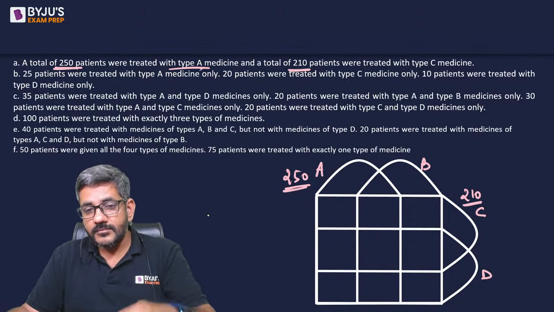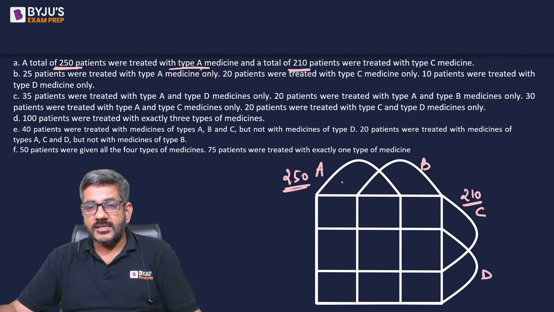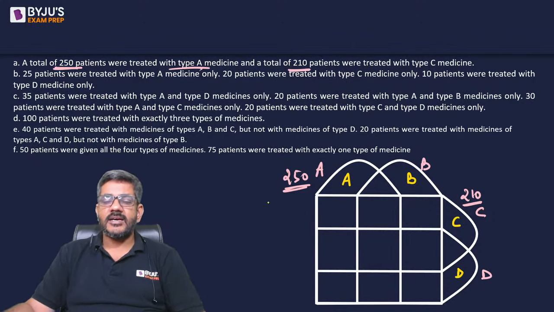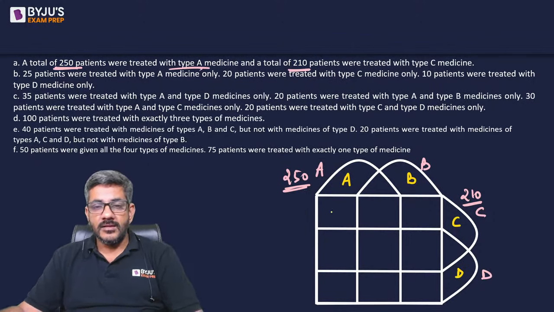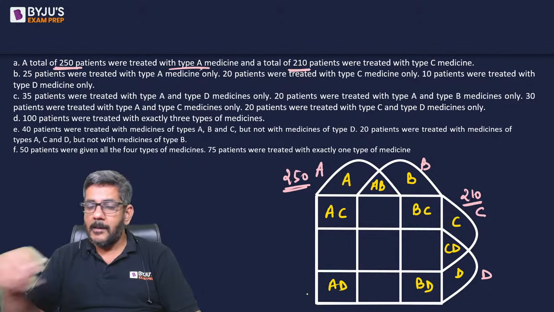Okay. Now this is set A. Actually this is representing only A. This is representing only B. This area is representing only C. And this area represents only D. This area is representing A and C only. This area represents A and B only. It is representing B and C only. It is representing C and D only. This is B and D only. And this is A and D only.